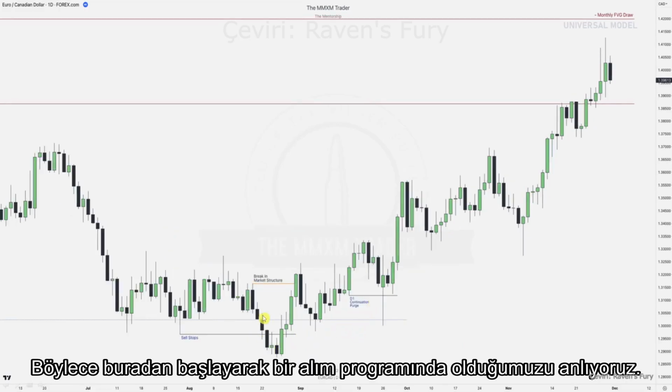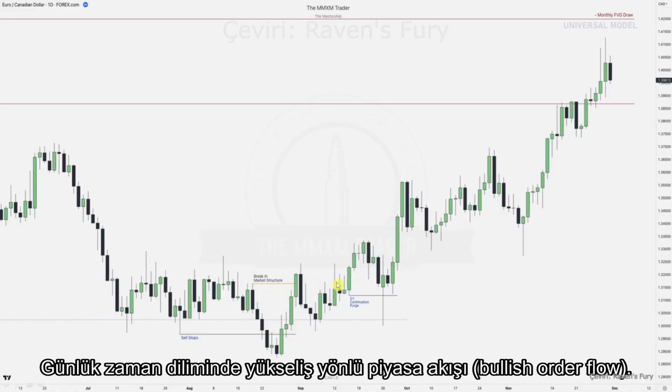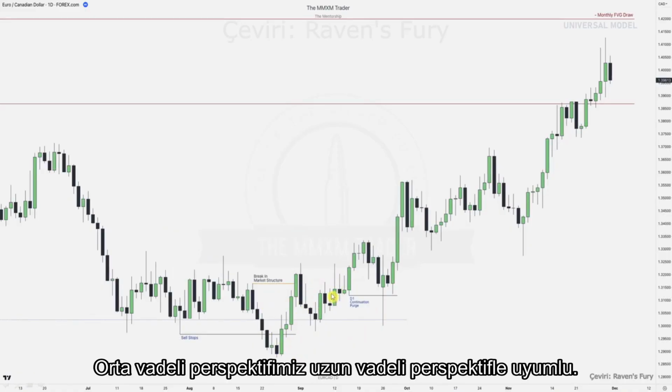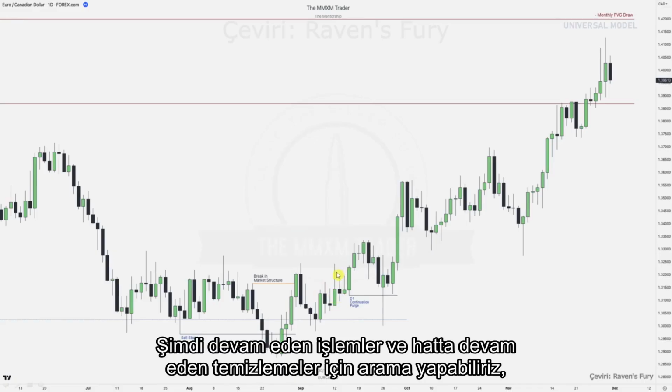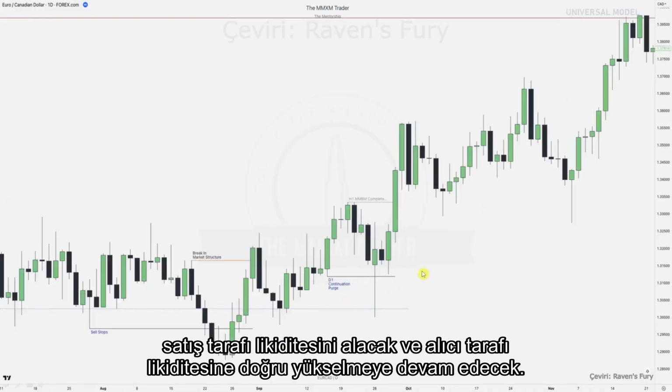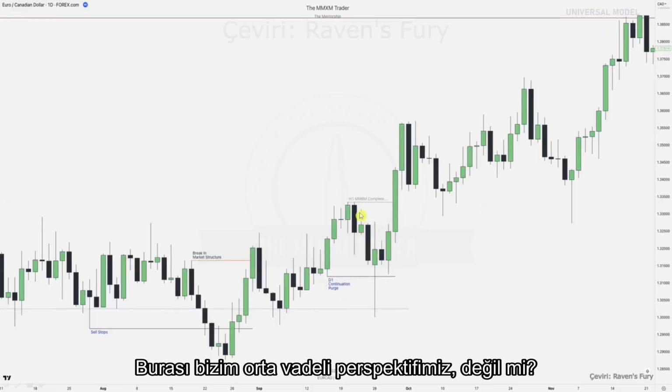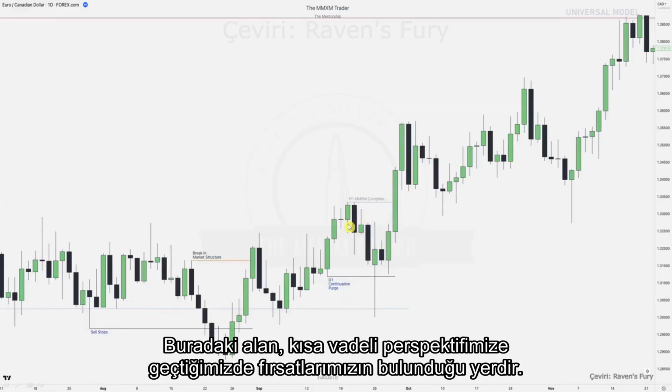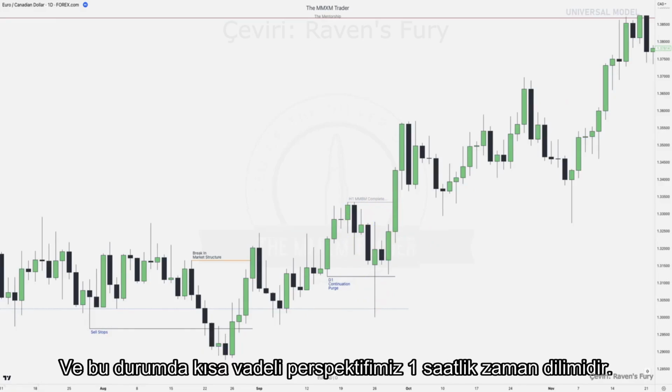So furthermore, we know we are in a buy program starting from here, bullish order flow on the daily time frame. Our intermediate term perspective is in line with our long-term perspective, and now we can look for continuation trades, and even continuation purchases, which means it will take out sell side liquidity and continue up into buy side liquidity. This is our intermediate term perspective, right? So in this area over here lies our opportunities once we go to our short-term perspective, and our short-term perspective on this occasion is the 1 hour time frame.